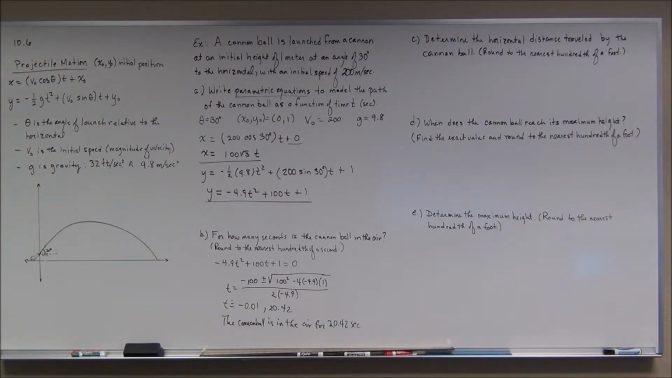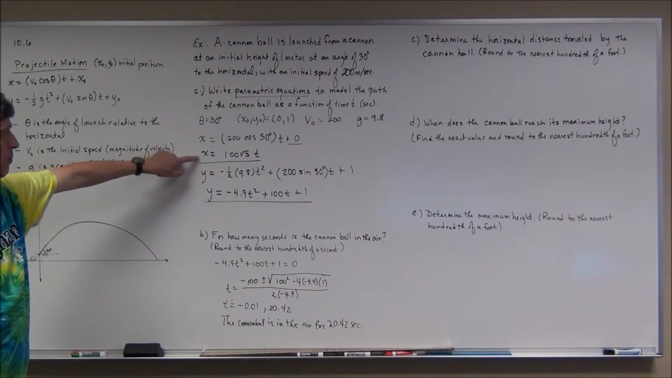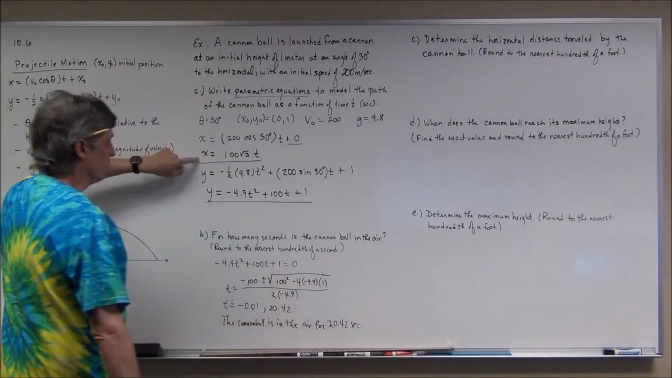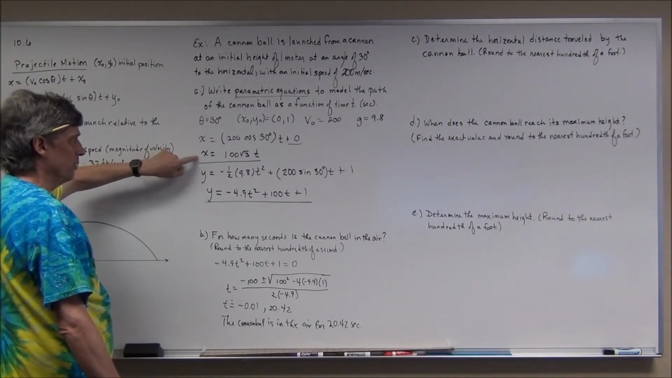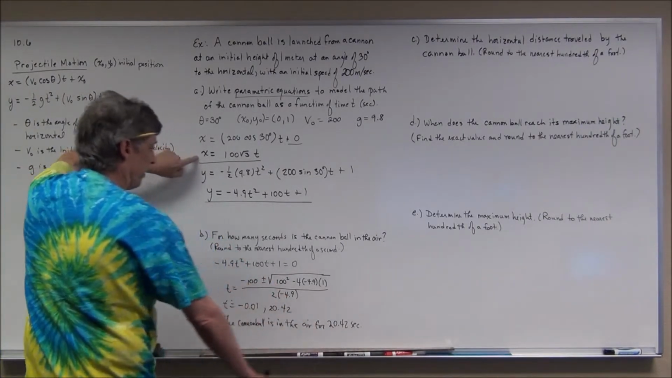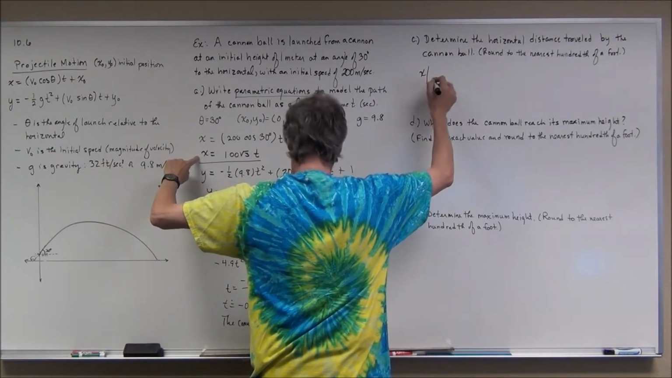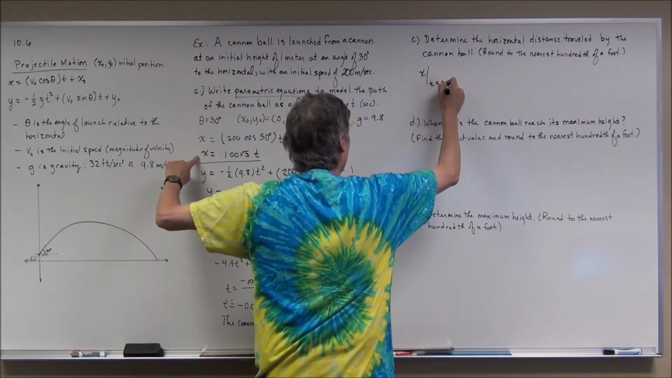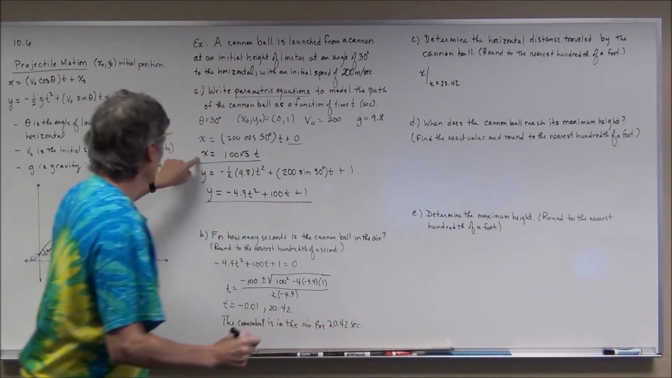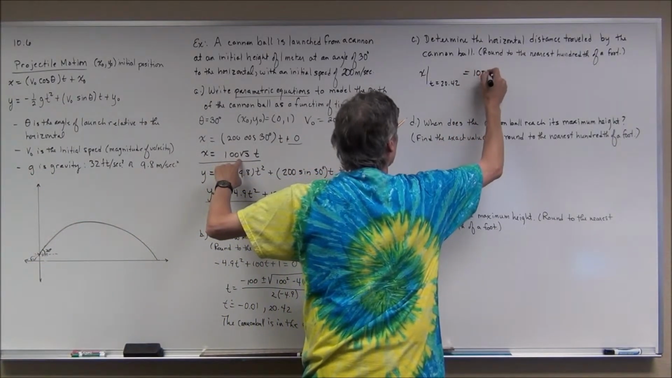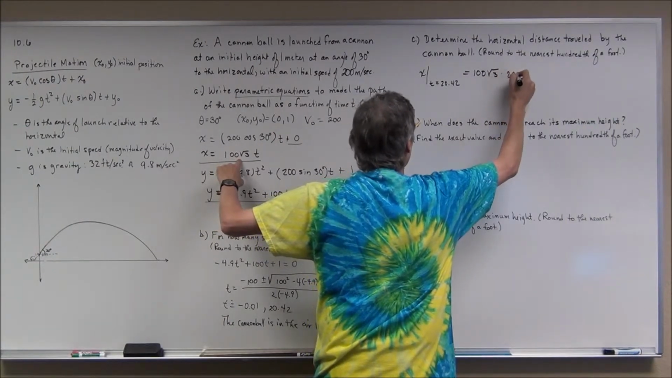Answer your question in a short sentence there. Now, part C, it says determine the horizontal distance traveled by the cannonball. Well, the horizontal distance is determined by the x values, and so we know that it's in the air for 20.42 seconds until it hits the ground. So we would need to know the x value here at 20.42 seconds. So x at t equals 20.42 seconds is equal to 100 times the square root of 3 times 20.42.